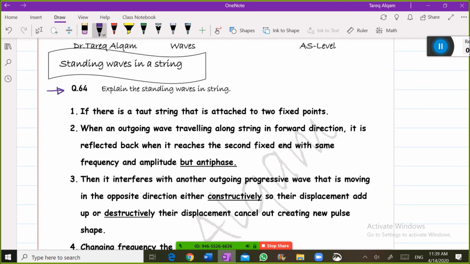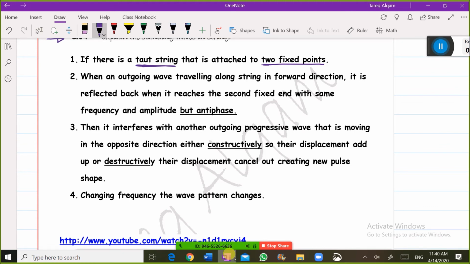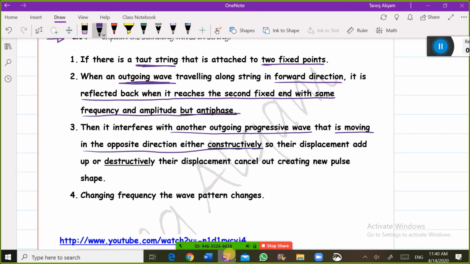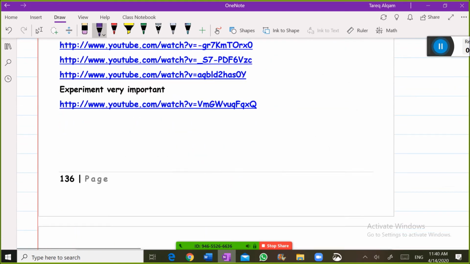First we will talk about standing waves in a string, then we will talk about standing waves in air. To have standing waves, we must have a taut string attached to two fixed points, like what we saw in the video. When the outgoing wave travels along the string in the forward direction, it is reflected back when it reaches the second fixed end, with the same frequency and amplitude but in antiphase. Then it interferes with the outgoing progressive wave moving in the opposite direction, either constructively, so their displacements add up, or destructively, so their displacements cancel out, creating a new pulse shape. Changing the frequency will change the wave pattern.